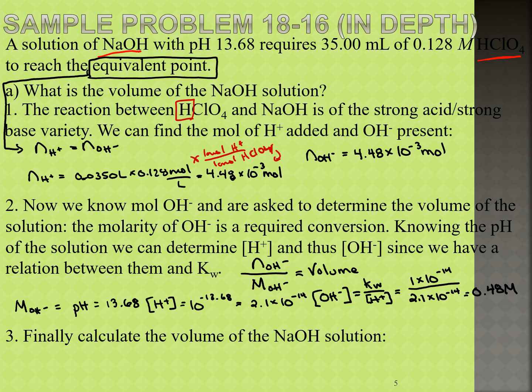All right, now I can plug in to find the volume. Our volume is the number of moles of OH, which we found in number 1, 4.48 times 10 to the minus third moles, divided by our molarity, which was from part 2, 0.48 moles per liter, and we get 9.3 times 10 to the minus third liters, which is the same thing as 9.3 milliliters. I wrote out the milliliters just in case we need that later, but usually we stick with our liters there. All right, let's see what else we're going to work in this problem.